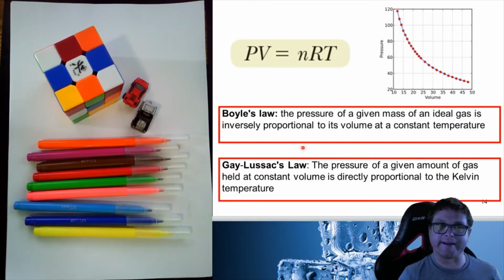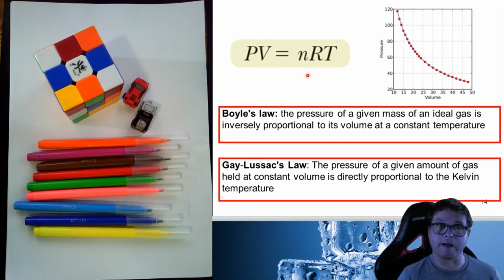Looking more at this expression, it was discovered by 2 different people. It was discovered by Boyle and by Gay-Lussac. And they have two slightly different ways of formulating the same rule. Gay-Lussac's version says that the pressure of a given amount of gas held at a constant volume is directly proportional to the Kelvin temperature. So the pressure is directly proportional to the temperature, right?